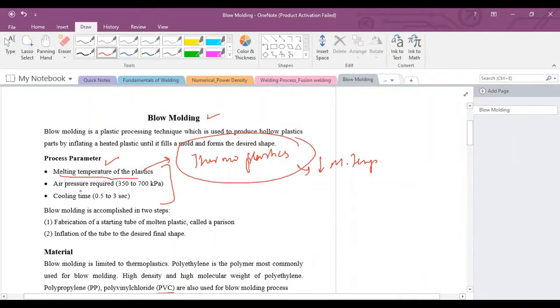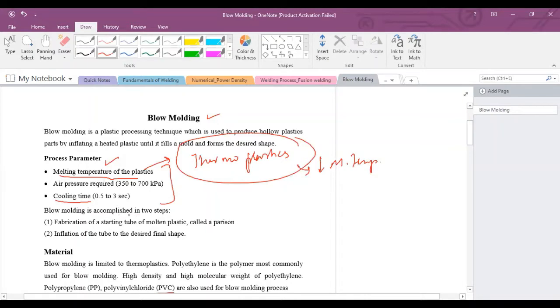Air pressure is very important, which is around 350 to 700 kilopascal, and this air pressure is used to expand the parison into the mold cavity. I will explain what a parison is later in this topic. The third thing is cooling time, which is around 0.5 to 3 seconds.